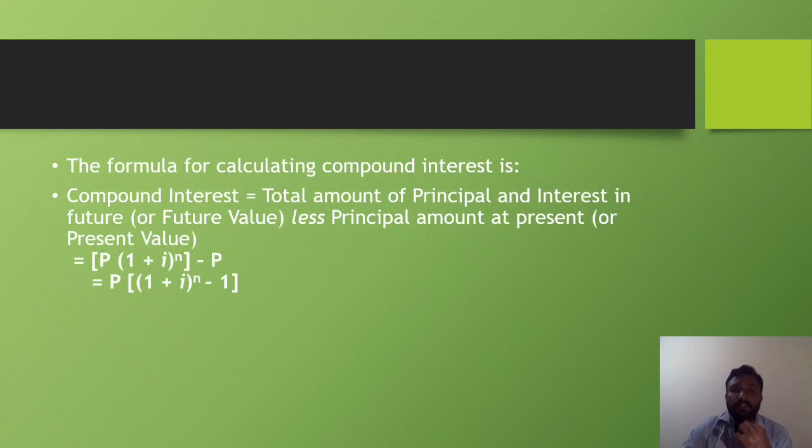So the formula for calculating compound interest is equal to the total amount of principal and interest in the future, or future value, less the principal amount at present, or present value. Here P is our principal amount, 1 plus i shows the interest rate, whole power n, where n shows the number of periods, and minus P.